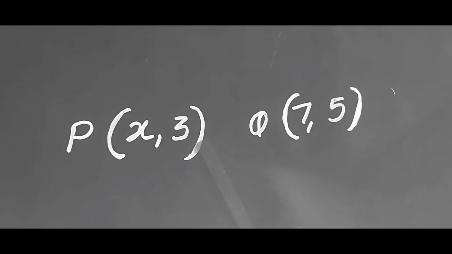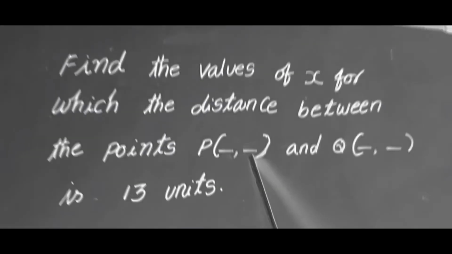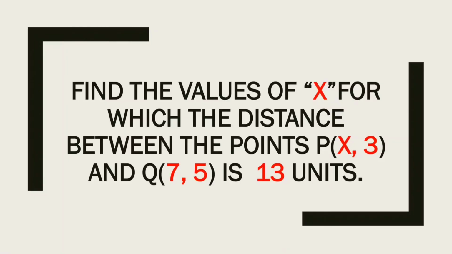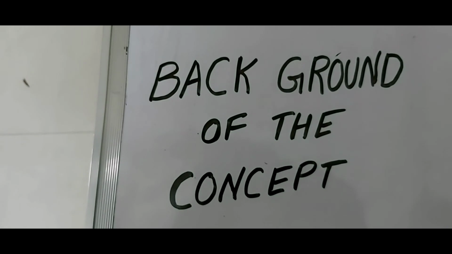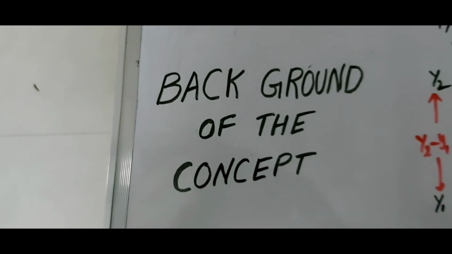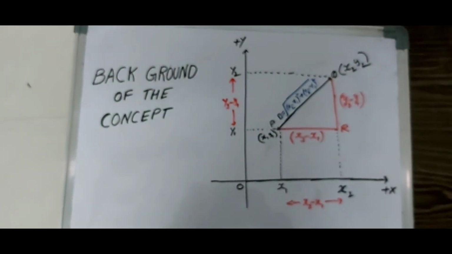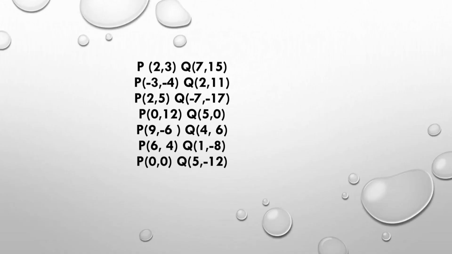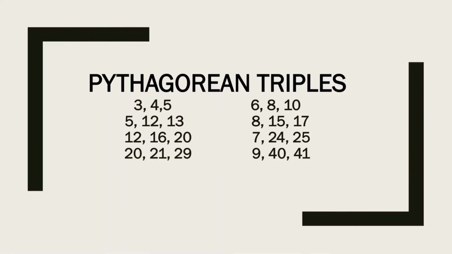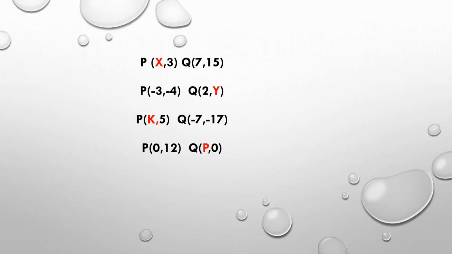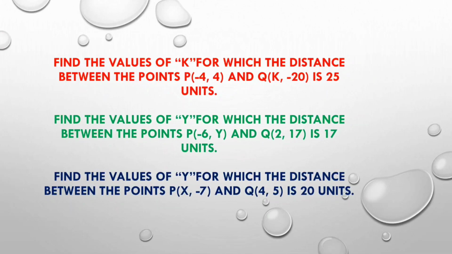Now put these points in here to complete the problem. Finally, the problem has been created. Background of the concept. Every time you change the coordinates or the Pythagorean triples or the position of the variable, you end up creating a new problem. These are the few other problems which I have created.